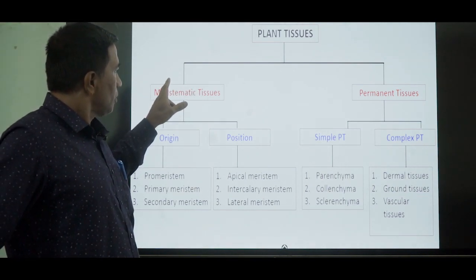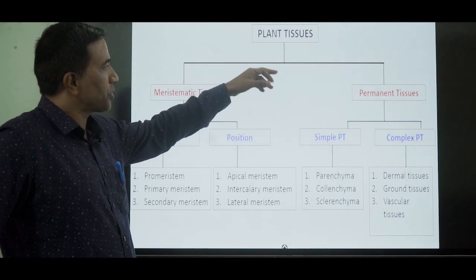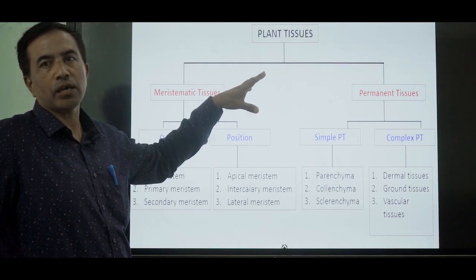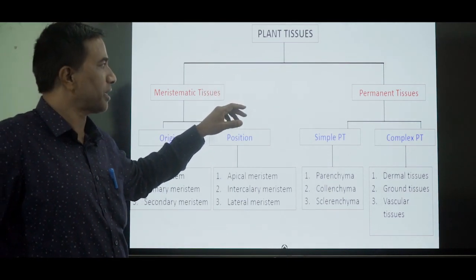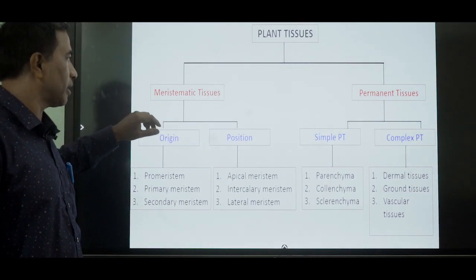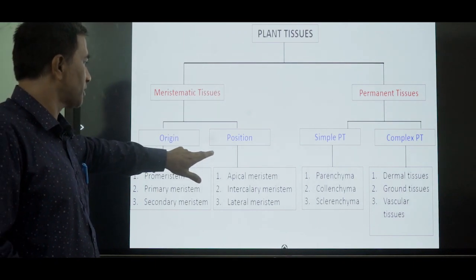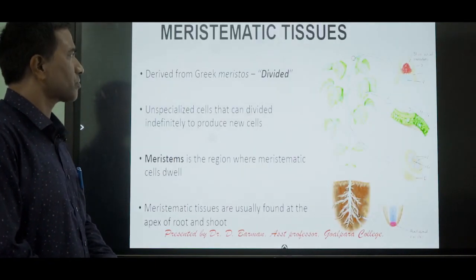Another type of tissue is the permanent tissue. They have lost the power of cell division, they cannot divide. They have definite shape and size, so it is called permanent tissue.